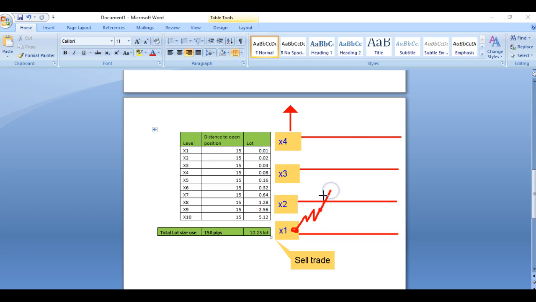Then it hits your second level, I mean your x2. So let's say it hits x2. Your setting here is 15 pips, so from here down to here is 15 pips. Let's say, for example, it hits, then it will reverse back, and then it will come back again.